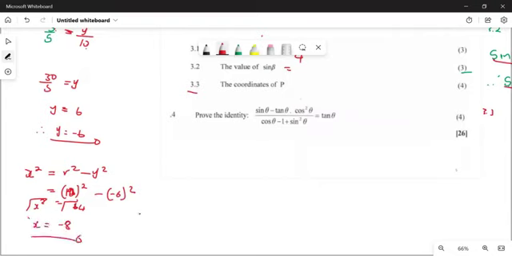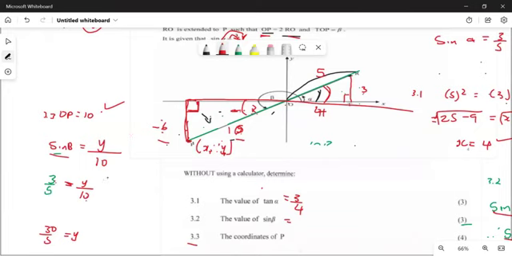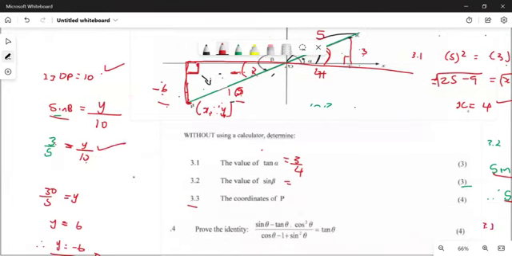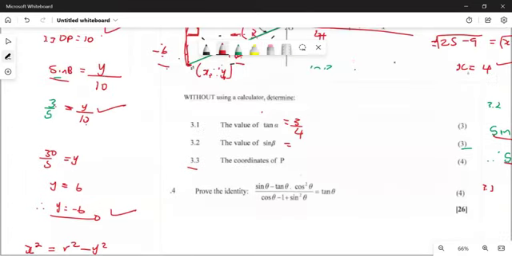So it means the coordinates of P are going to be given as minus 8, which goes with minus 6. Minus 8 is going to go with minus 6, and these are going to be the coordinates of P. And then you get your 4 marks again. How do you get your 4 marks? You said this one is 10. Equating these two, you're going to get another mark. Getting Y, you're going to get another mark. Getting X, you're going to get another mark. And then we are done with question 3.